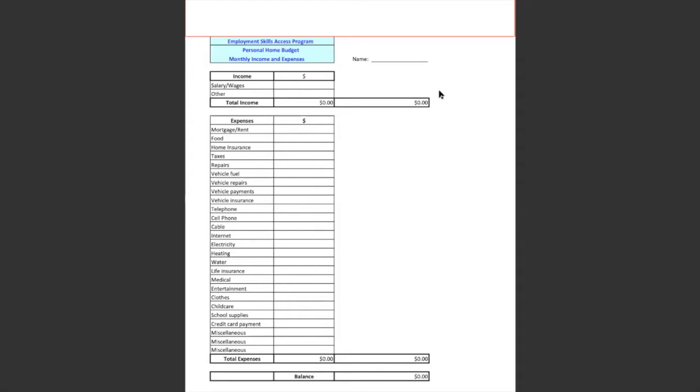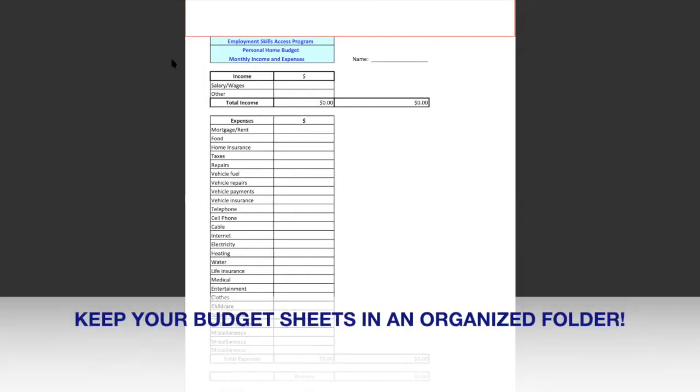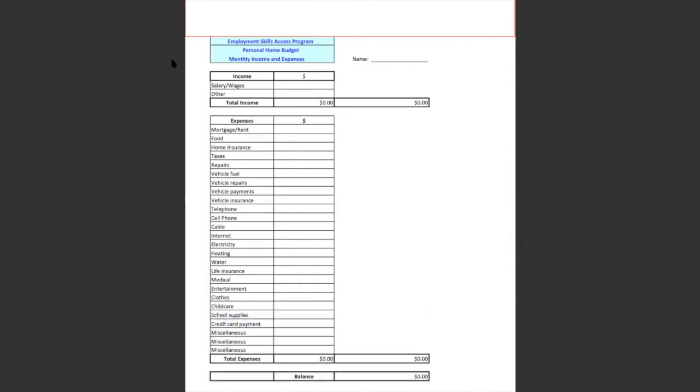So again, this is just the simplest form of budget that you will find anywhere. And this was downloaded from the internet. This is also a PDF file, so you can print this out and use it. If you are more of a hands-on person where you're using pen and paper, you can print it out and make your notes on this paper, and always make sure you have an organized folder to keep your budget sheets in.